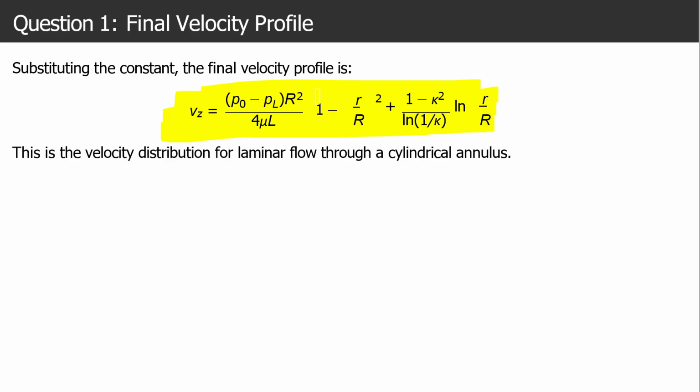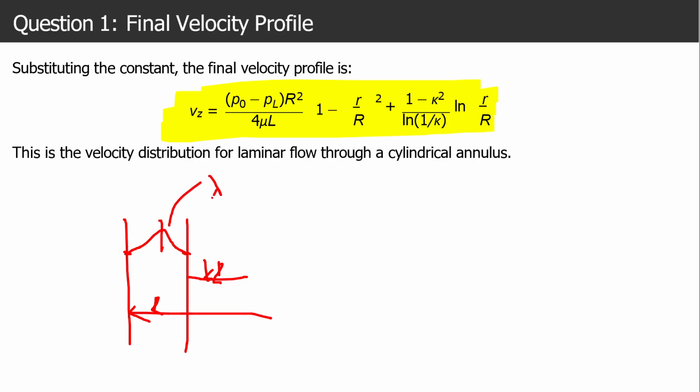So this is our velocity profile for the cylindrical annular region. You can look at the formula carefully. Yes, so the velocity profile will be this. Here, due to the no slip boundary condition, the velocity will be zero. In between, somewhere between kR and R, it will be maximum at a certain point. So it will be lambda R.